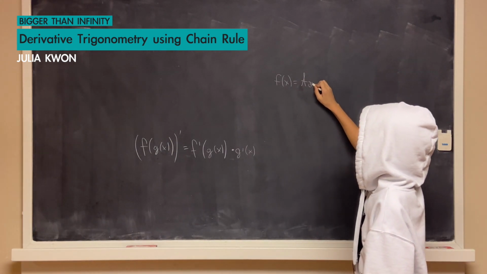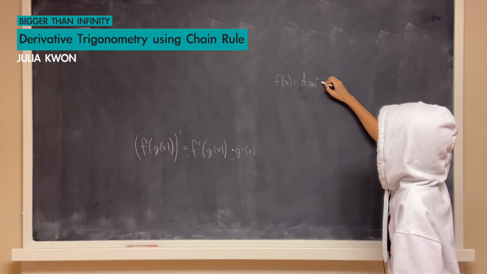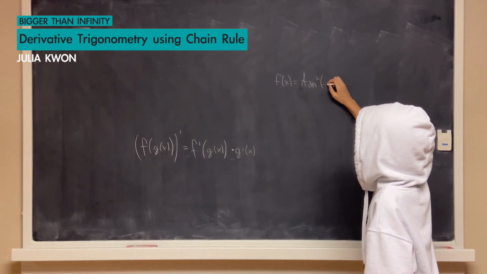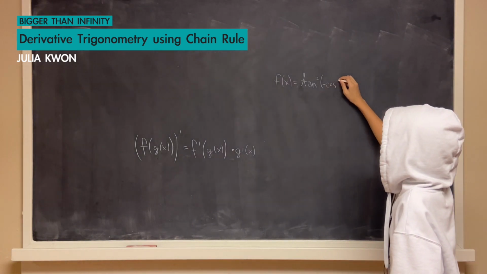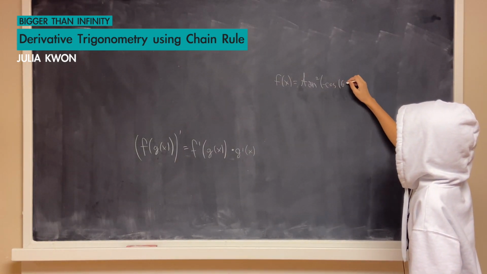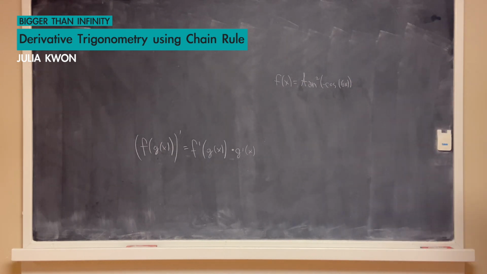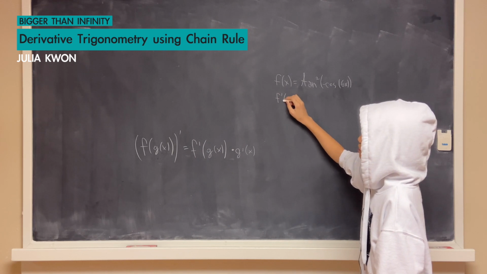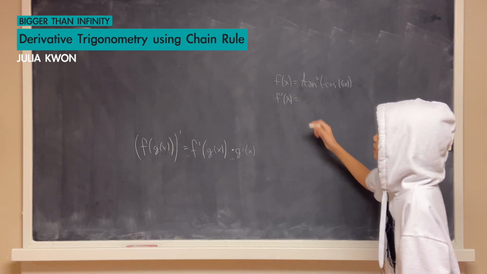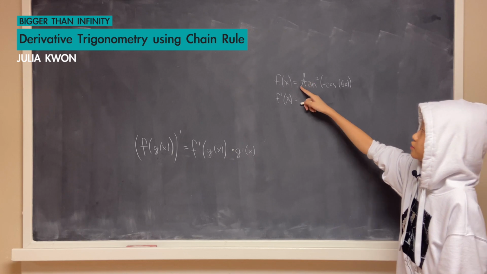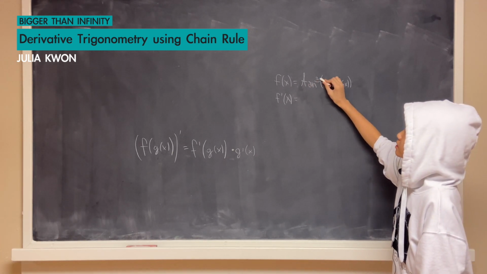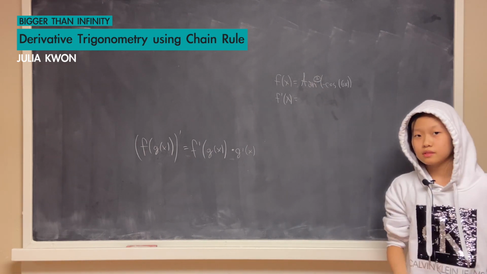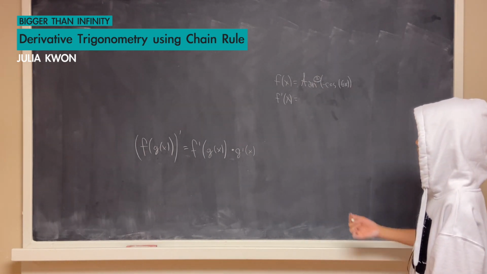So now for my example, if we had the function tangent squared of negative cosine of 6x, what we would first do to find the derivative of this function is bring down the 2 and subtract the 2 by 1, because that's how you take the derivative of something.